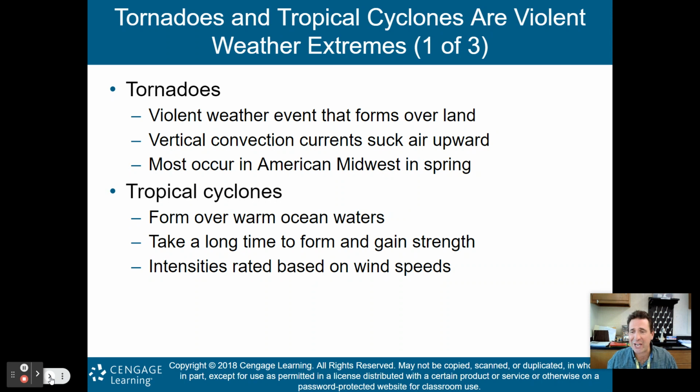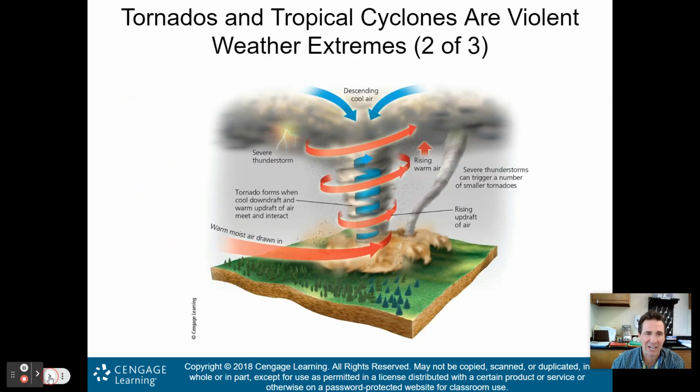What are tropical cyclones? Those are otherwise known as hurricanes or typhoons, right? If it forms in the Atlantic Ocean, we call it a hurricane. If it forms in the Pacific Ocean, we call it a typhoon. What are they both? Tropical cyclones. They form over warm ocean waters, take a long time to form and gain strength, and their intensity is rated based on the wind speed. That's the Saffir-Simpson scale from 1 to 5, as I'm sure you've seen on the news when these hurricanes threaten parts of the United States.